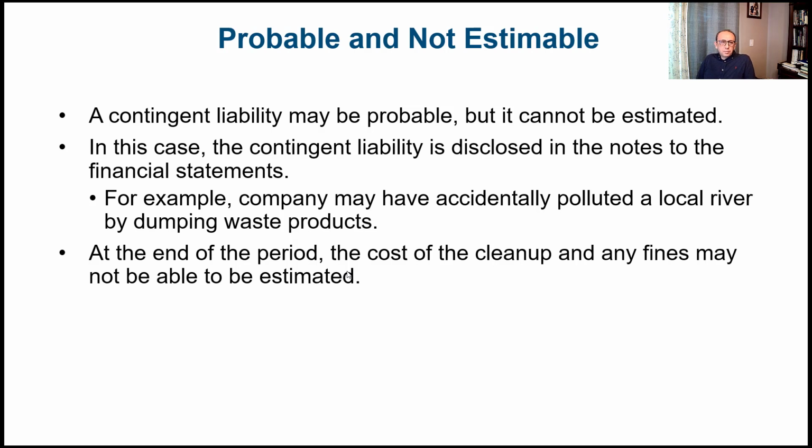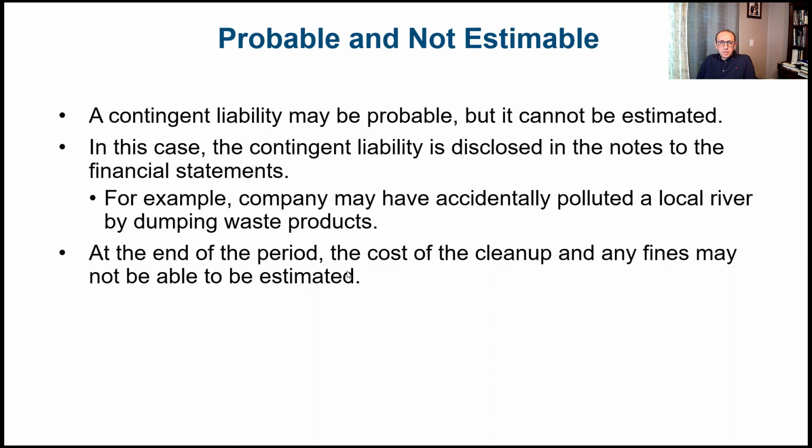What if the situation involves a probable amount, but it's not estimable? We cannot estimate the value. So a contingent liability may be probable, but it cannot be estimated. In this case, the contingent liability is going to be only disclosed in the notes to the financial statements. We cannot record it in the balance sheet. We cannot record a contingent liability in the balance sheet.